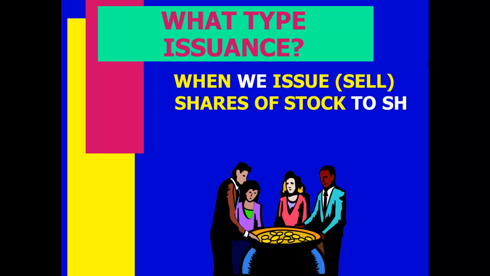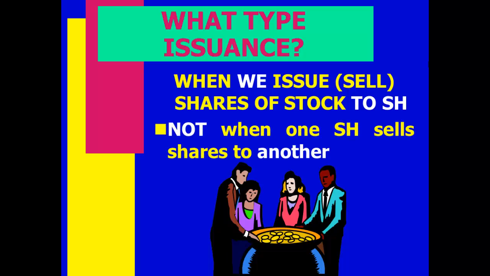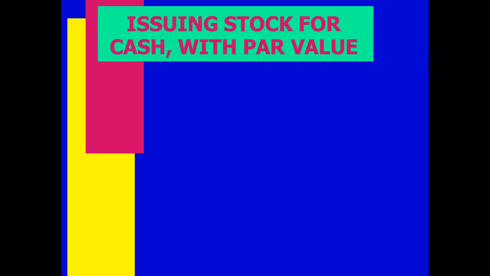Typically, the stockholders would pay them in cash, although we'll see there may be other possibilities as well. So we're not talking about the trading of stock, we're talking about the initial issuance. We're going to start off talking about issuing stock that has a par value, and we're going to assume that we receive cash when we issue that stock.